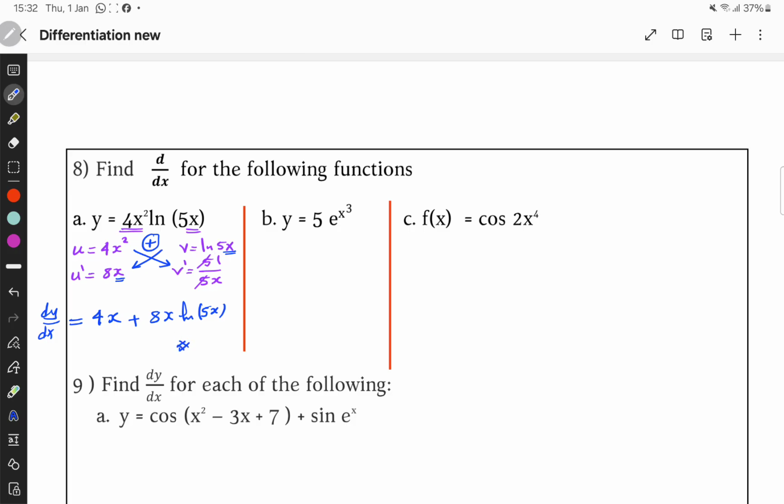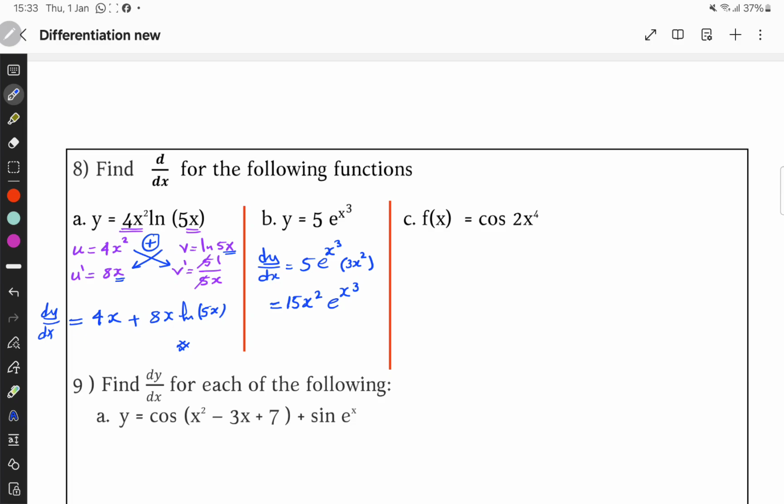Hashtag we love math. And the second one is the only rule for e. As you know, to differentiate e, we just do that: dy over dx, copy paste 5e to the power x cubed times the differentiation of the power, 3x squared. Now, multiply a number with a number. 3 times 5 will be 15 times x squared times e to the power x cubed.